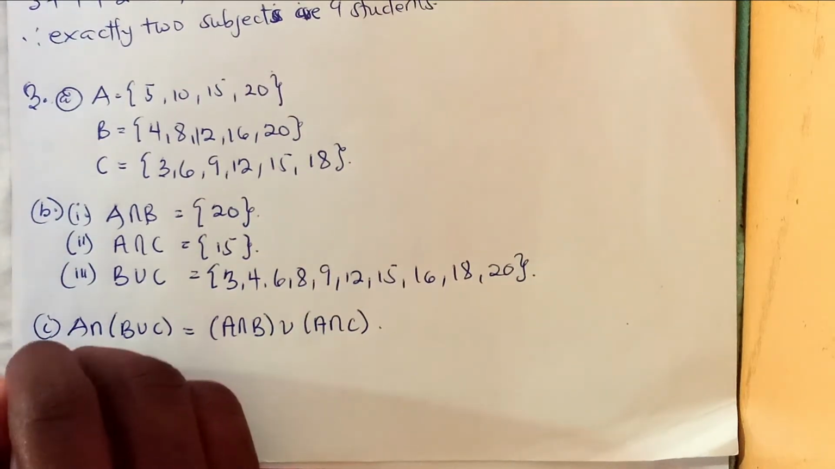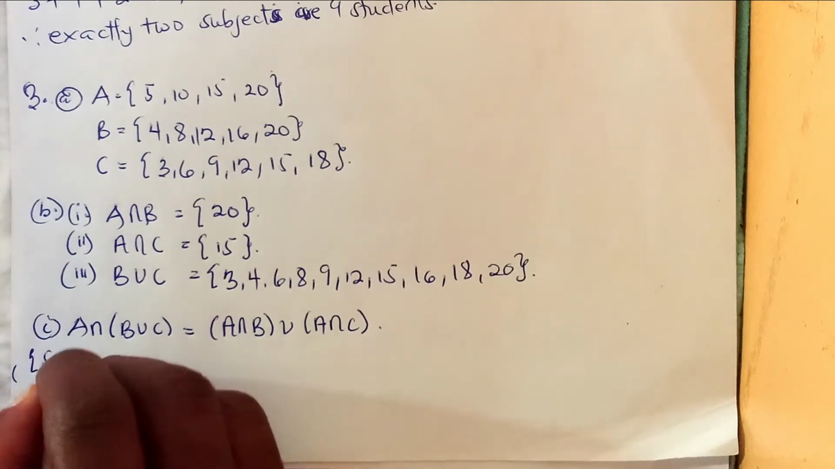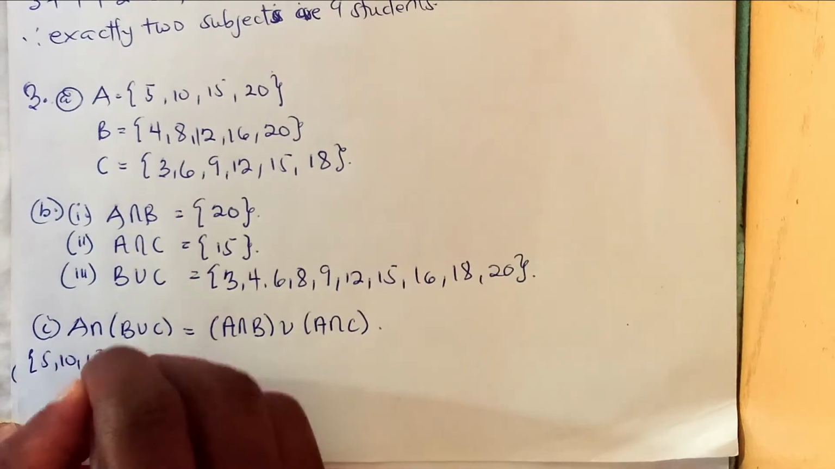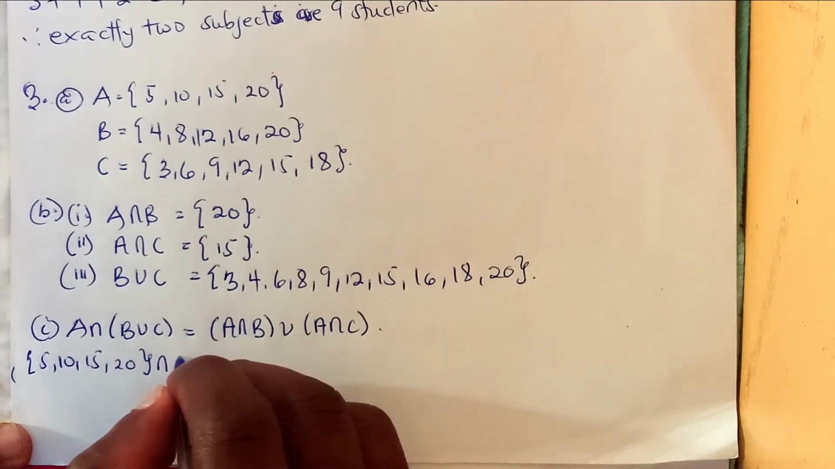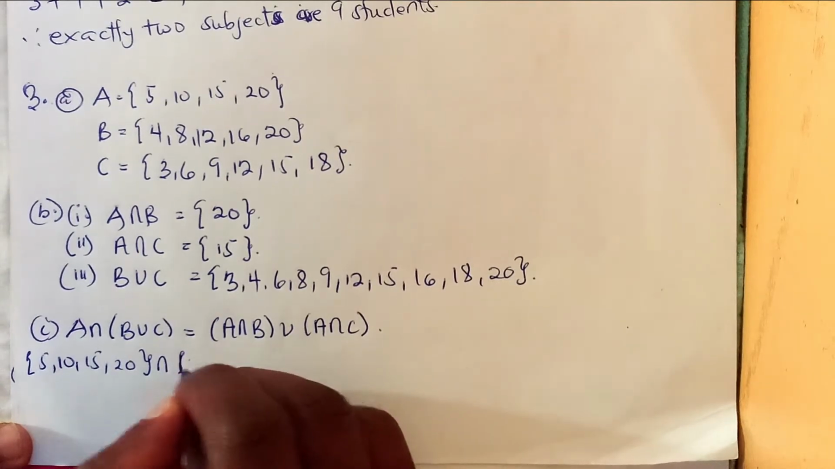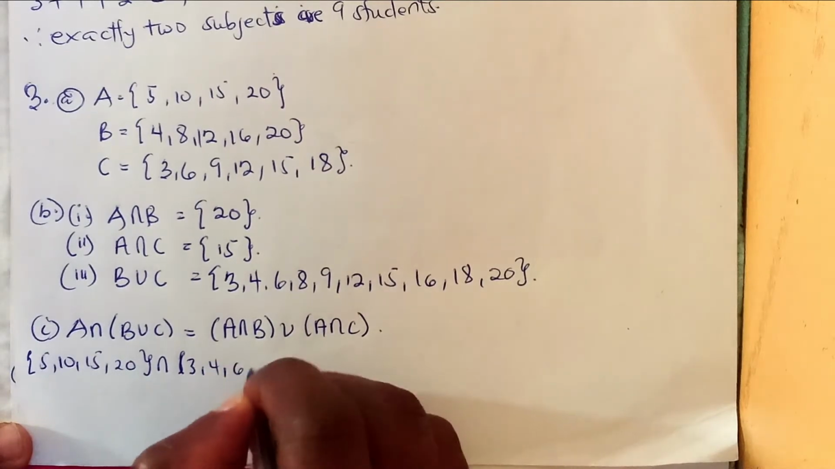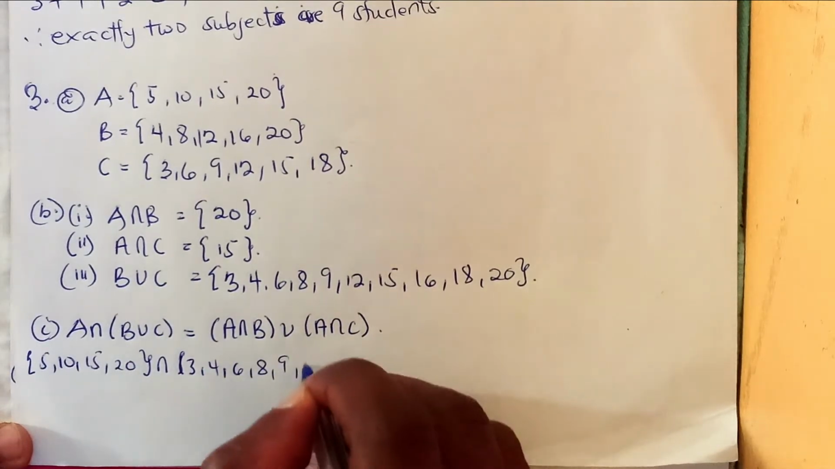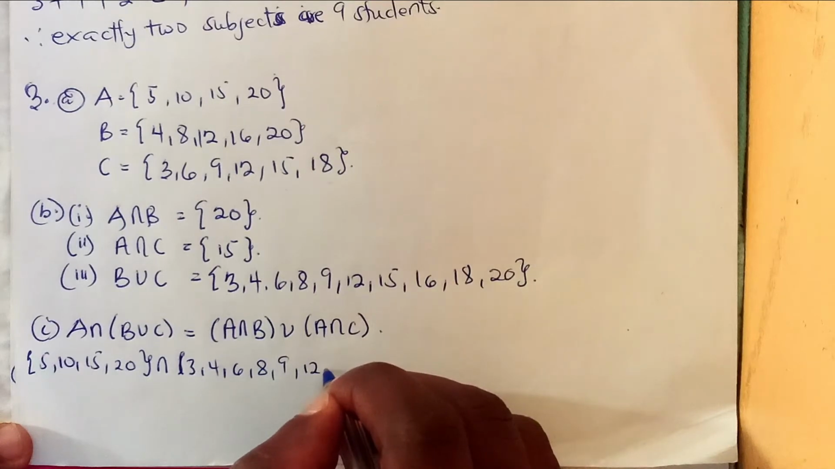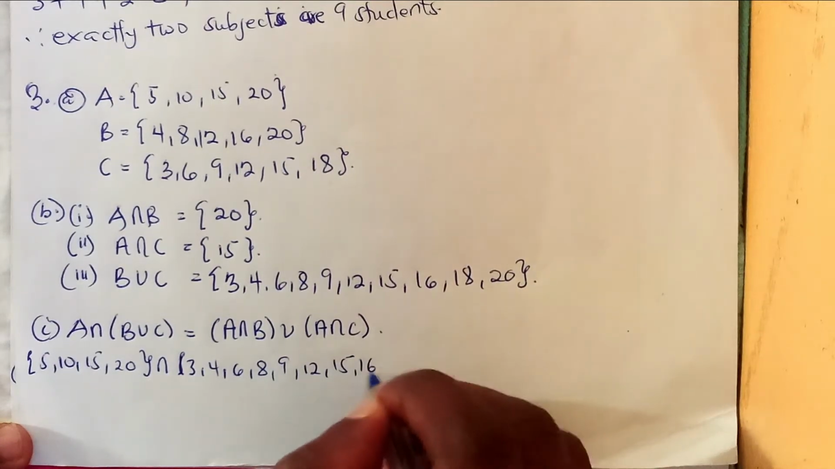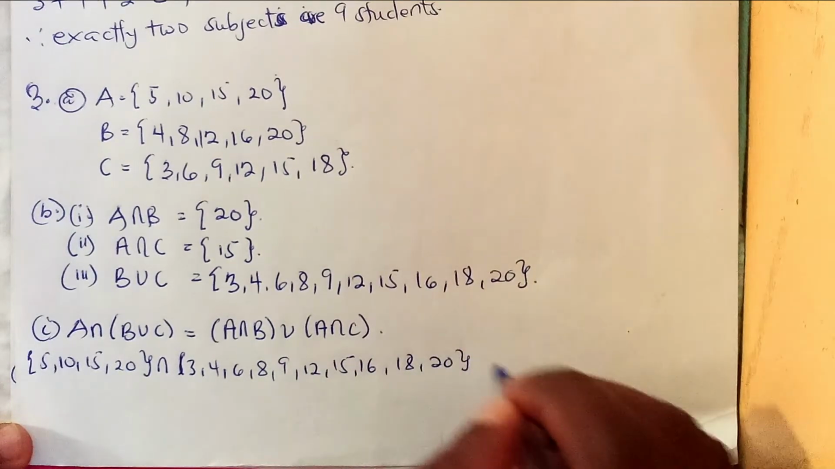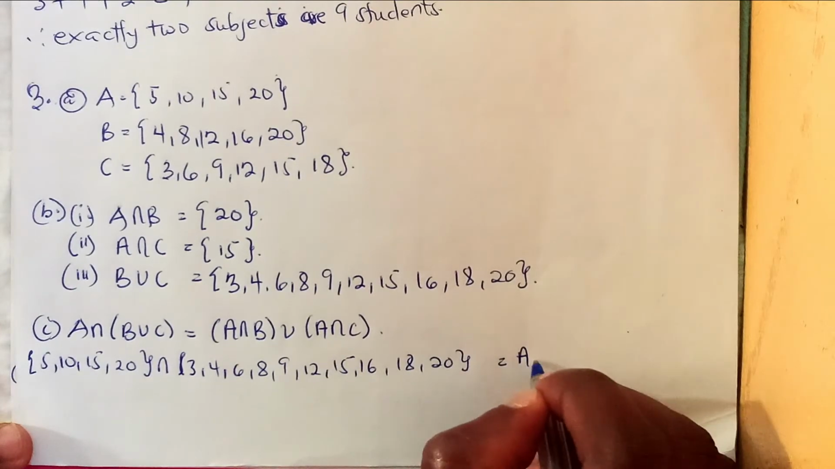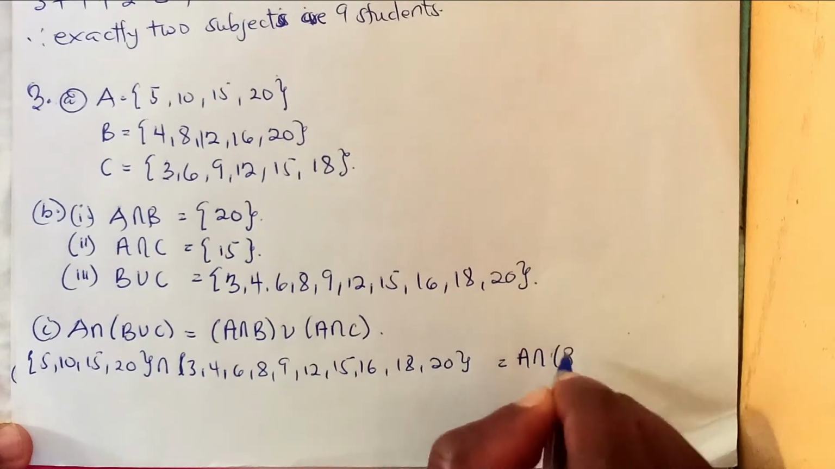The members of A are 5, 10, 15, and 20, that we are intersecting with B union C. So we have 3, 4, 6, 8, 9, 12, 15, 16, 18, and 20. That's A intersection (B union C).